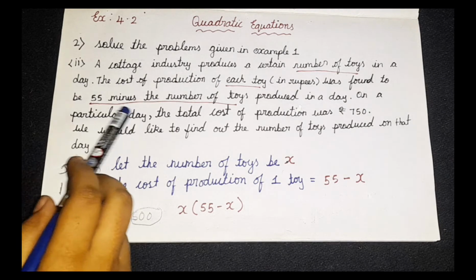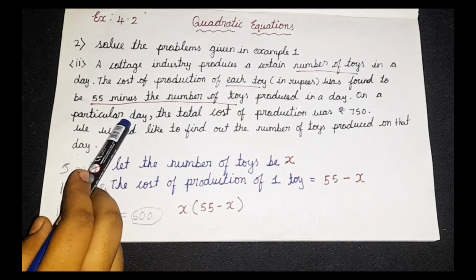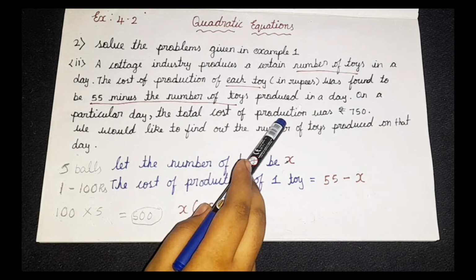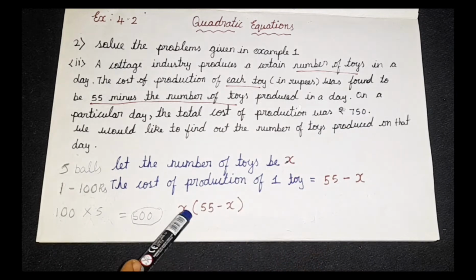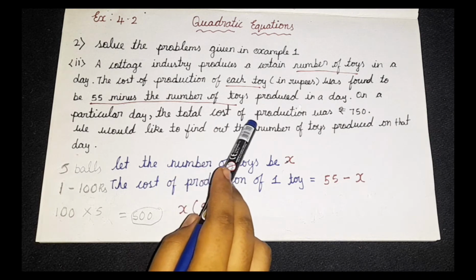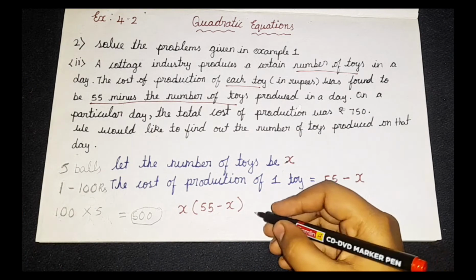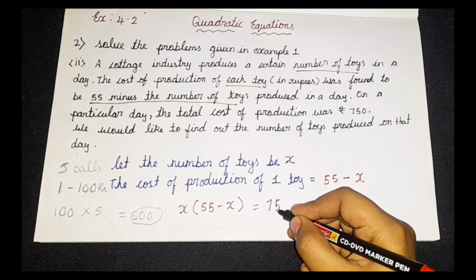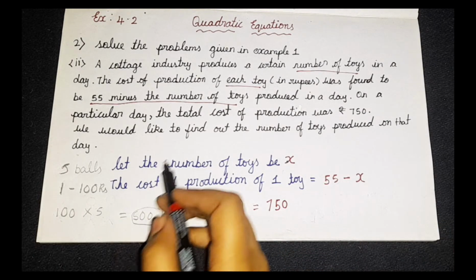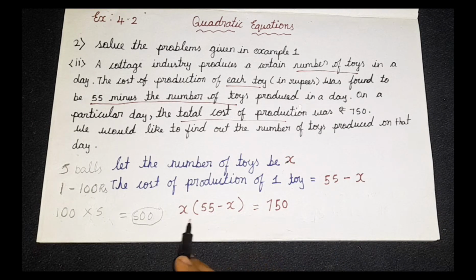Here we took 55 minus x produced in a day, and on a particular day, the total cost of production was 750 rupees. So we shall multiply x into 55 minus x, and that is equal to 750. Why? Because the total cost of production is 750. So now we shall multiply x into 55 minus x.